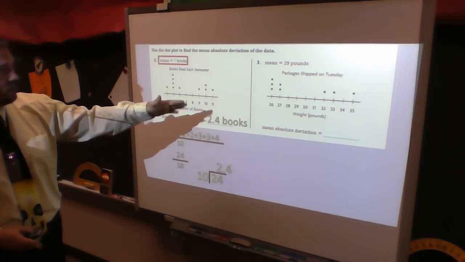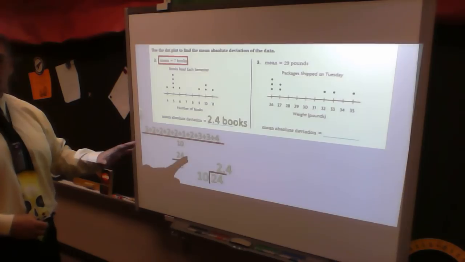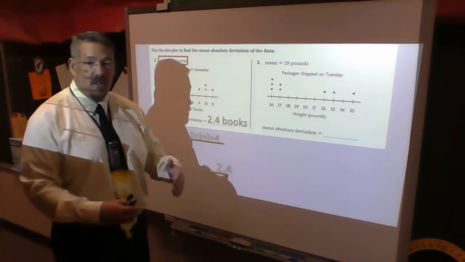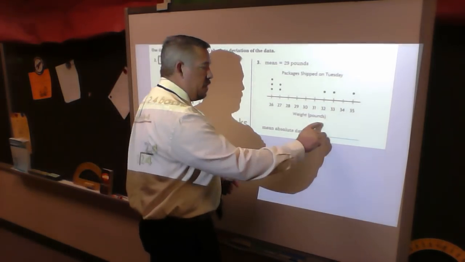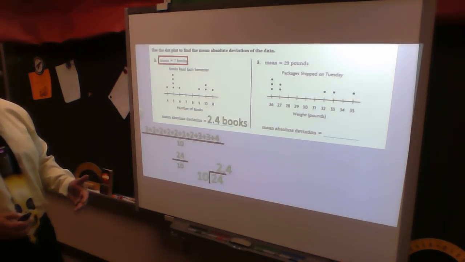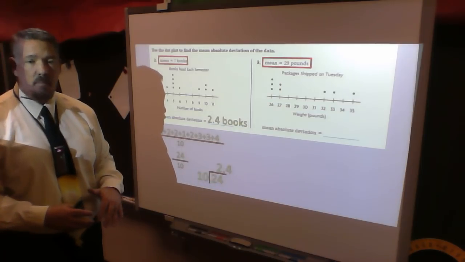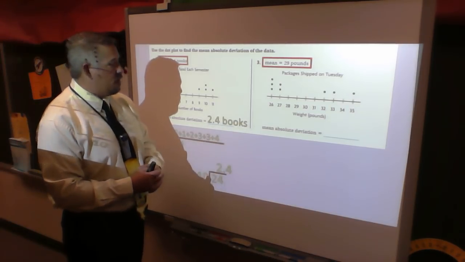The next question has nothing to do with question 2, so I'm not doing a comparison or explaining. I'm just going to solve for the mean absolute deviation of this weight. How did I know it was about weight? Because my dot plot tells me I'm talking about weight in pounds. I see that it already gives me my mean. I don't have to calculate my mean. I say, thank you, book, for being nice to me. Let's get into the math.